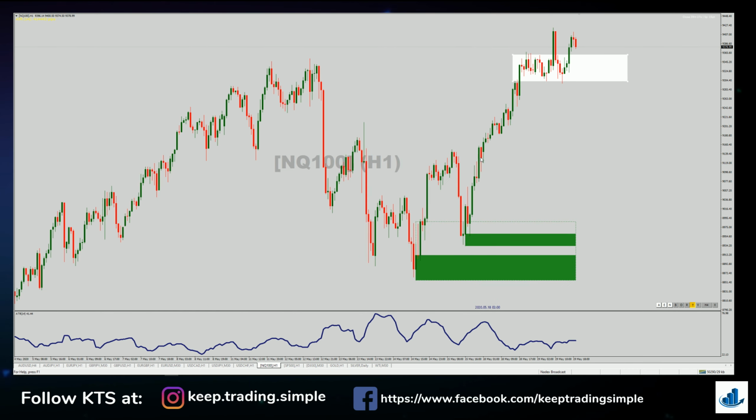And, again, very fast ascent up. We typically retrace, and now we have no fuel to go any higher. Sellers came in. I think that we may be looking for bears this week.